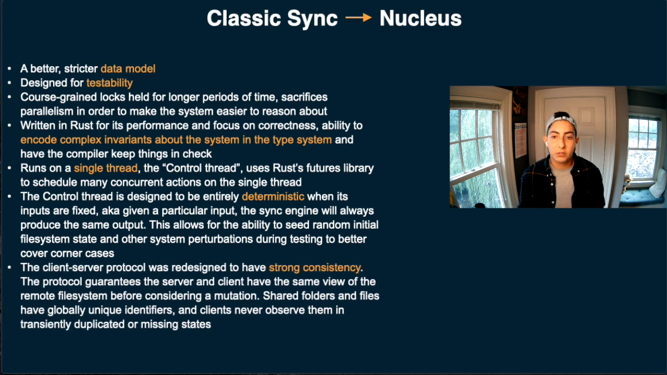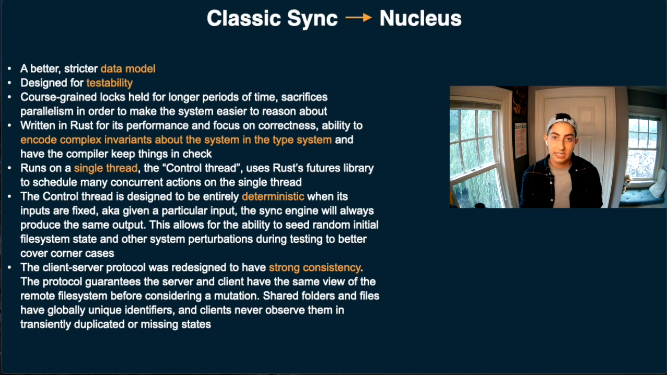The client-server protocol was redesigned to have strong consistency. The protocol guarantees the server and client have the same view of the remote file system before considering a mutation. Shared folders and files have globally unique identifiers, and clients never observe them in transiently duplicated or missing states.